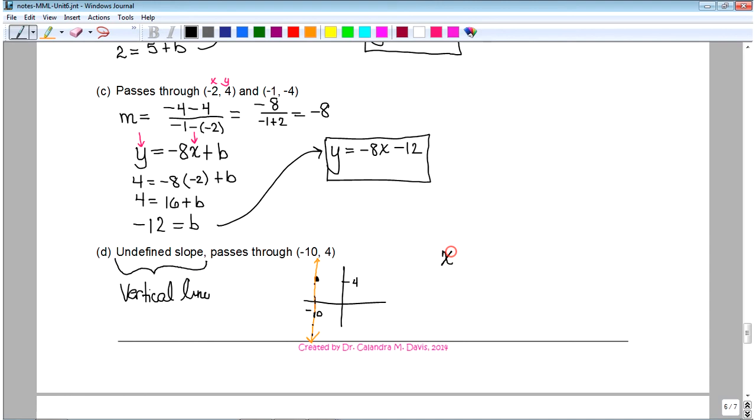So the equation of a vertical line is always going to be in the format x equals whatever your number is. And in this case, it's x equals negative 10.